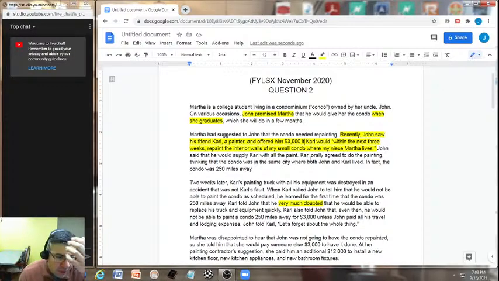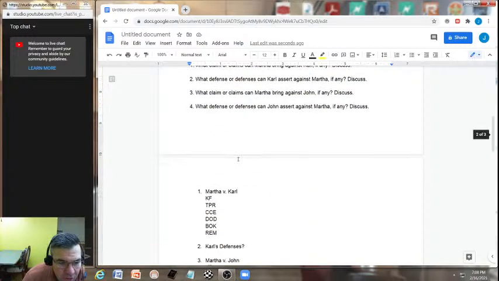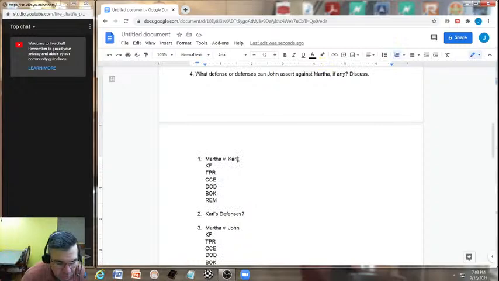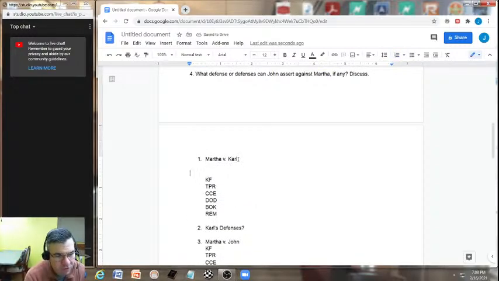Carl orally agreed to do the painting, thinking that the condo was in the same city where both John and Carl lived. In fact, the condo was 250 miles away. So right here, we want to make sure to point out that in Martha v. Carl, we're going to be looking at the contract between John and Carl. And this is where we want to start here.